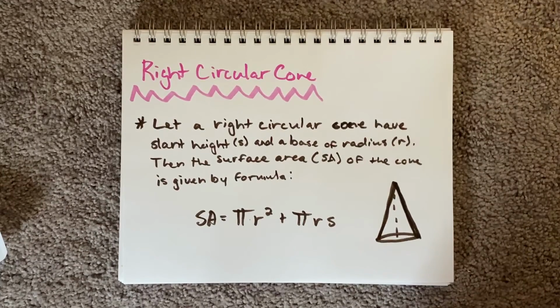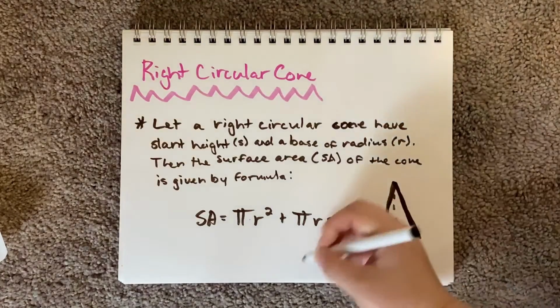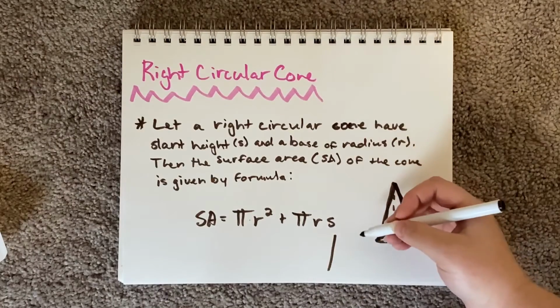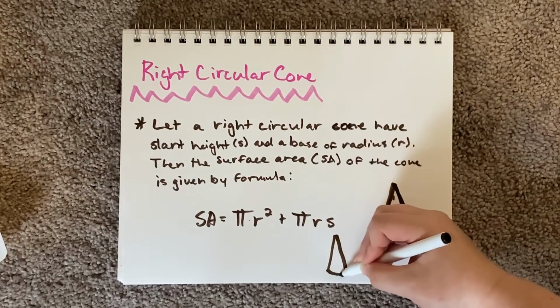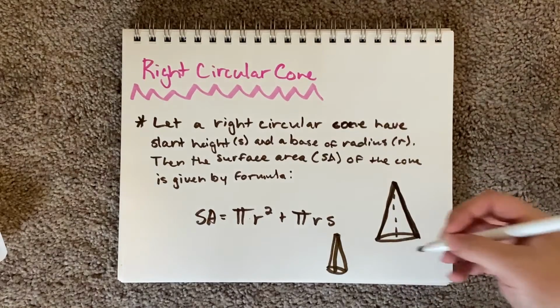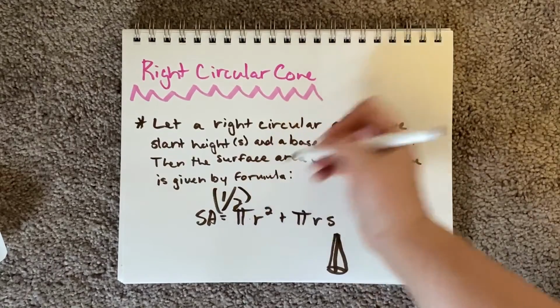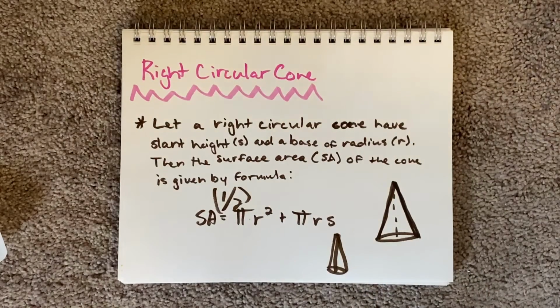Now, in the case that you are given a semicircular right cone, which would be in this kind of shape, you would always put a half in front of your formula just because you're accounting for only having half of a circular right cone, hence a semicircular right cone.